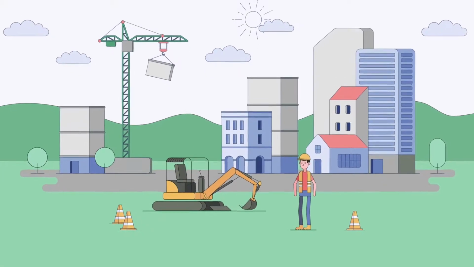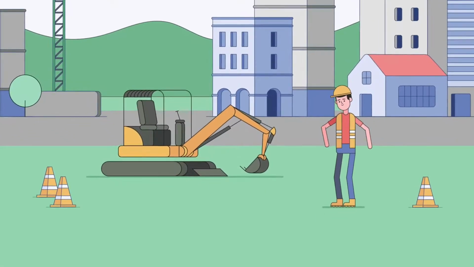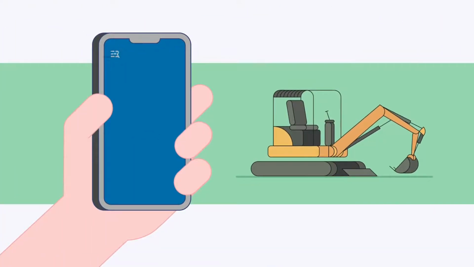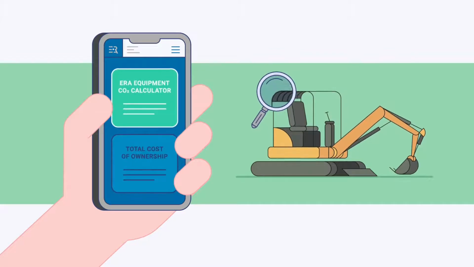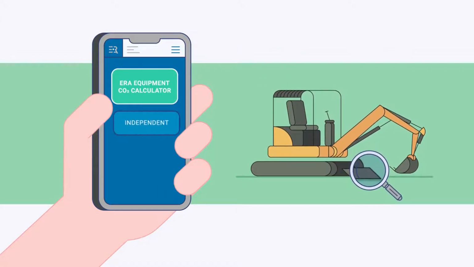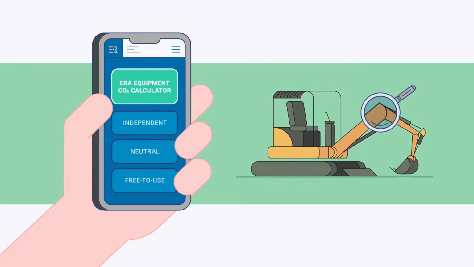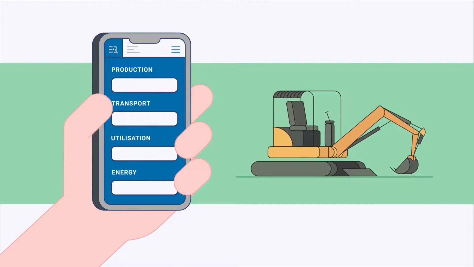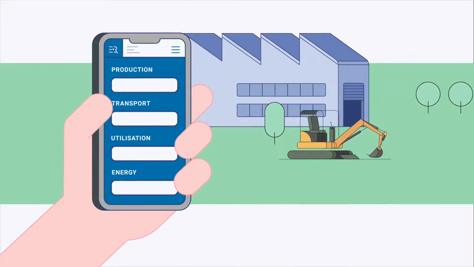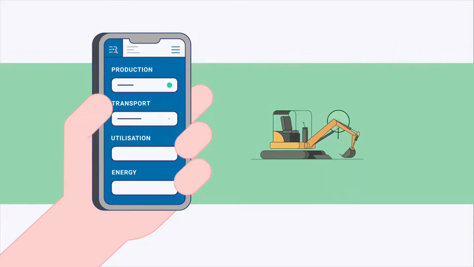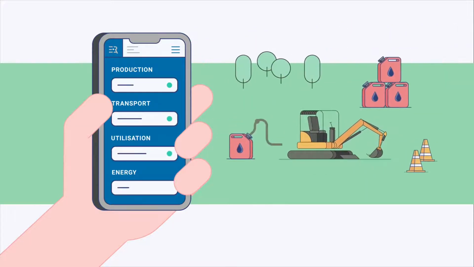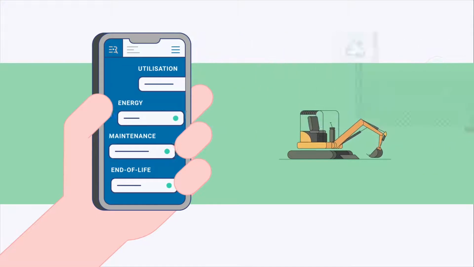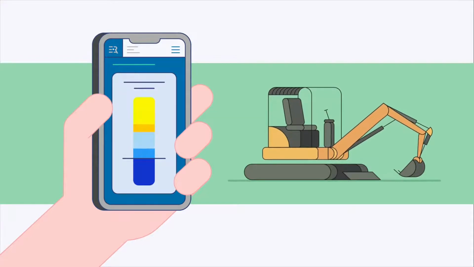Any industry today needs to know its carbon footprint in order to reduce its environmental impact. Together with life cycle assessment experts, ERA has developed the new Equipment CO2 Calculator, an independent, neutral and free-to-use tool to calculate the lifetime carbon footprint of construction equipment per hour of use. Simply insert information about the type of equipment, its production, transportation, lifetime utilization, energy consumption, maintenance, end of life and recycling, and get a detailed breakdown of the carbon footprint according to each parameter.